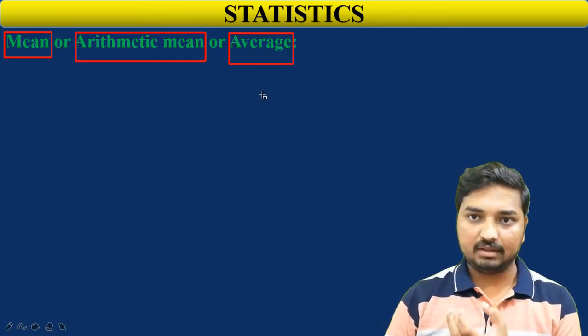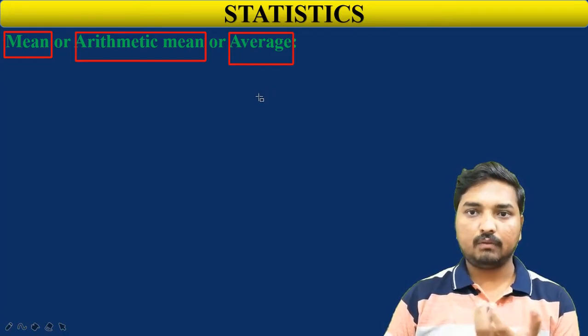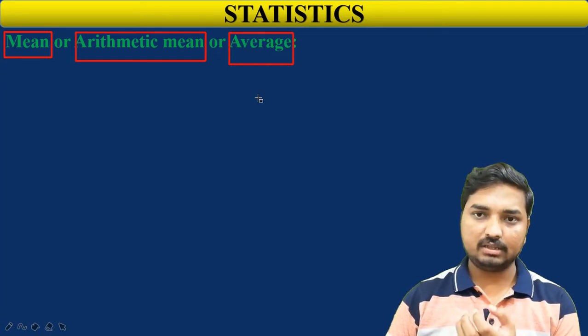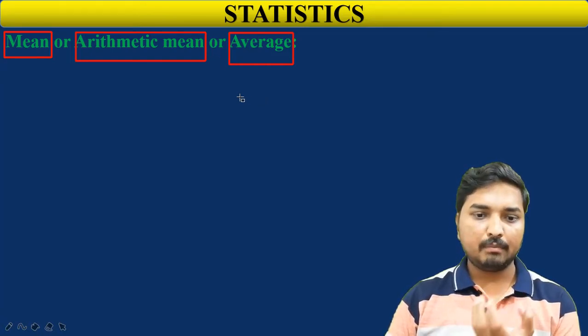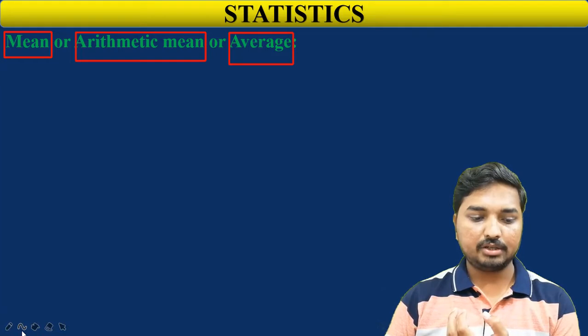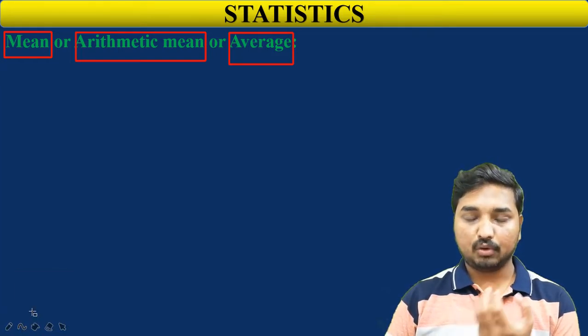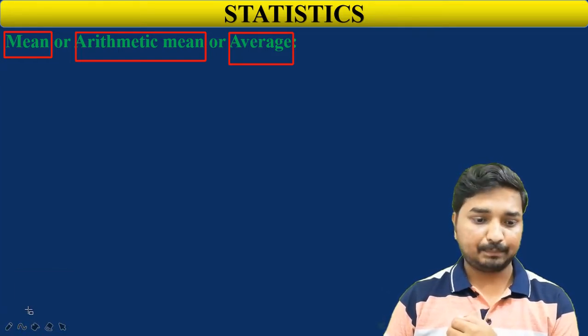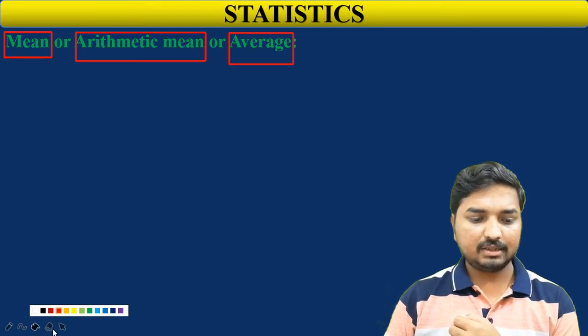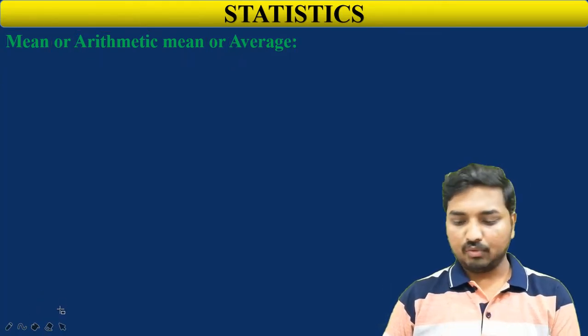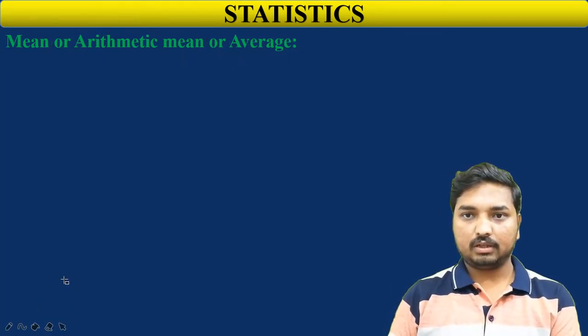That's why maybe in the examination they may ask like this, find the arithmetic mean. Then it is nothing but the mean itself. Okay, mean, arithmetic mean, average. All three are one and the same.